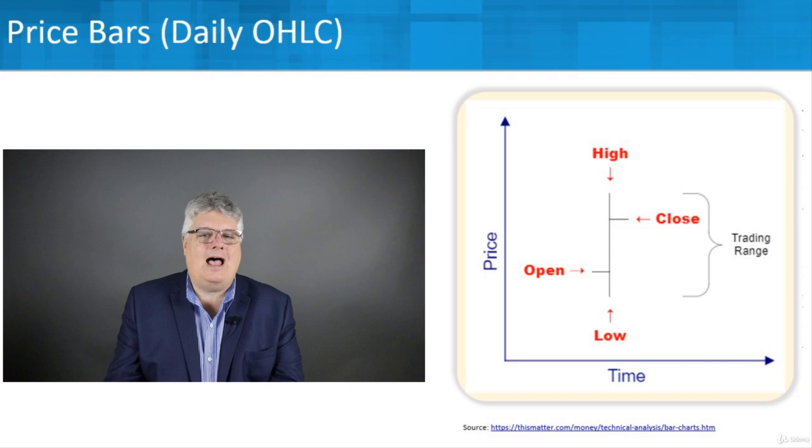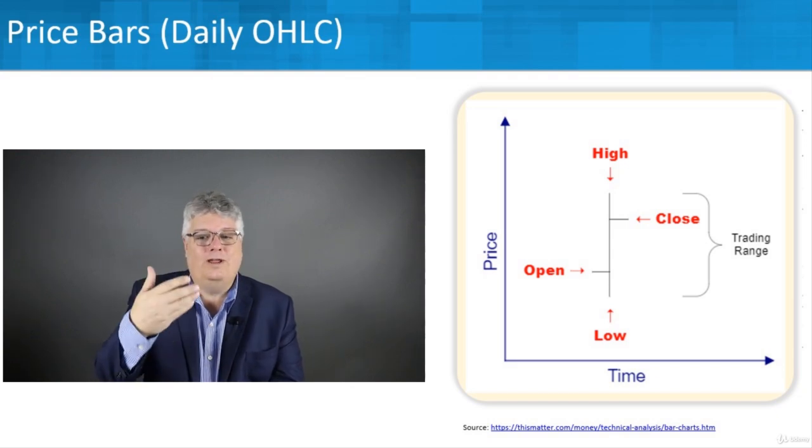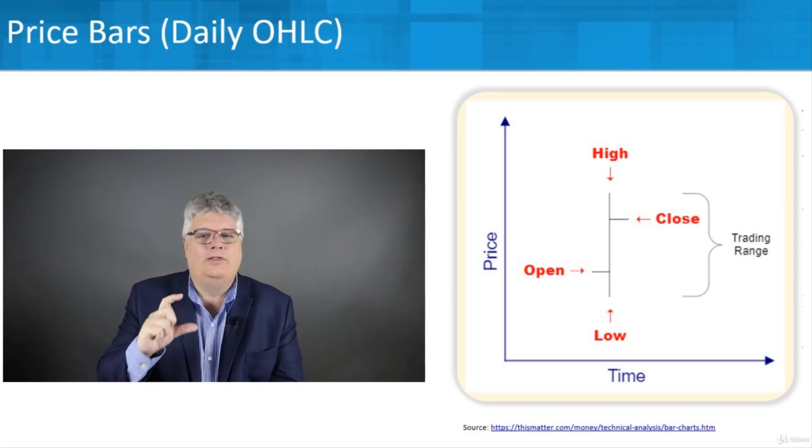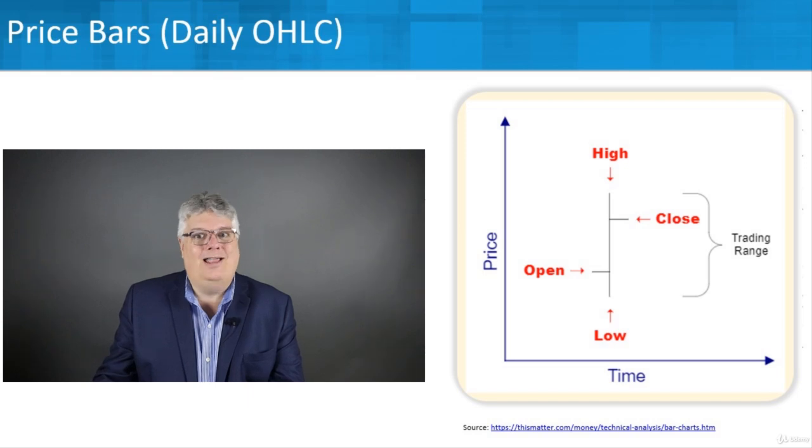We can look at that high and low. The difference between the high and the low, by the way, is the trading range, the range of prices. Prices didn't go above the high, prices didn't go below the low. They're within that trading range there. So you can see with the name of it, open, high, low, close, pretty simple, right?